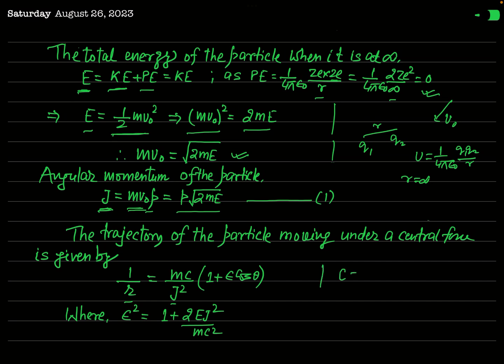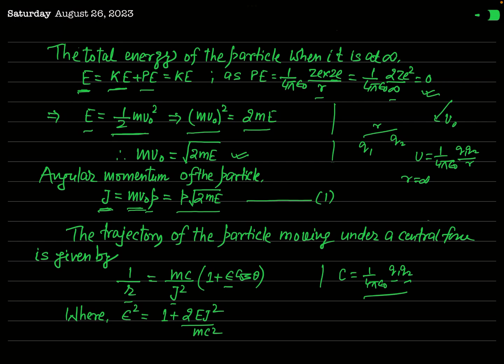In case of Coulombian repulsion, this c will be equal to 1 over 4 pi epsilon naught q1 times q2. This is c in case of Coulombian repulsion. And in case of Coulombian attraction, you have to put a minus sign here. But in the present situation, since we are considering Coulombian repulsion, not attraction, c will be this. Here Q1 means charge of nucleus and Q2 means charge of alpha particle. And this epsilon is called eccentricity of the orbit or eccentricity of the path.